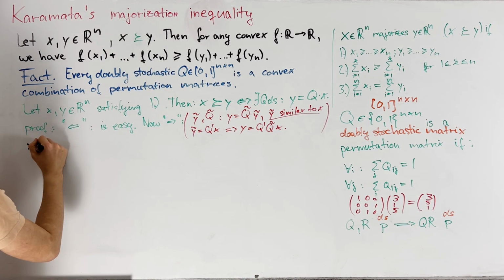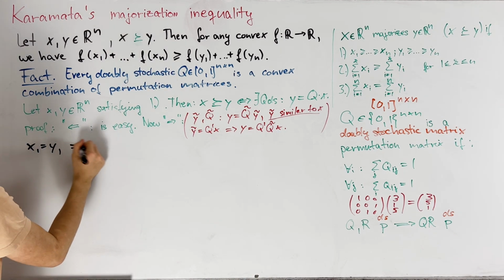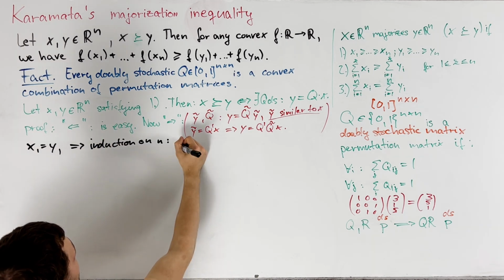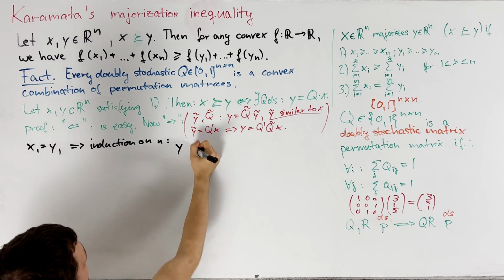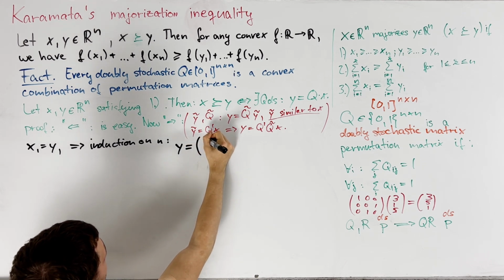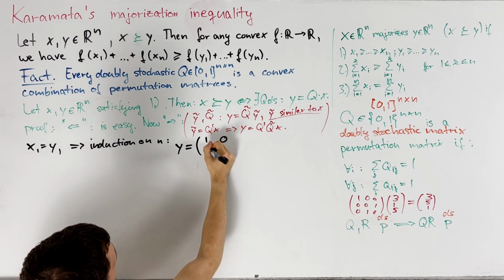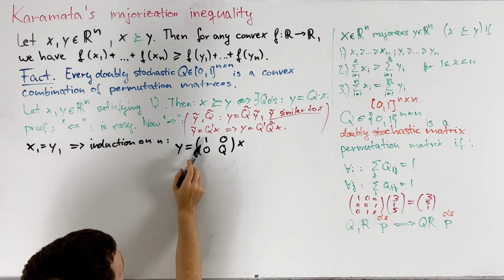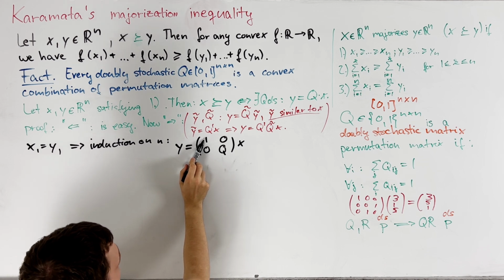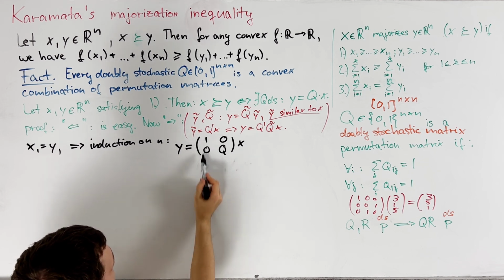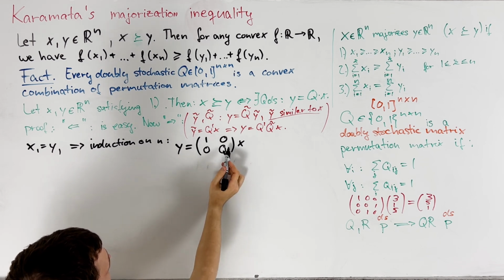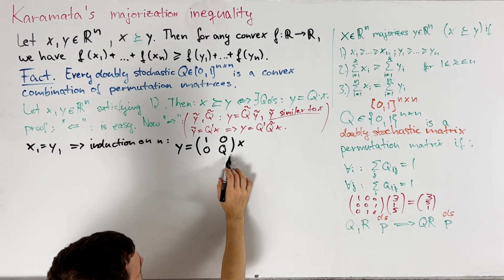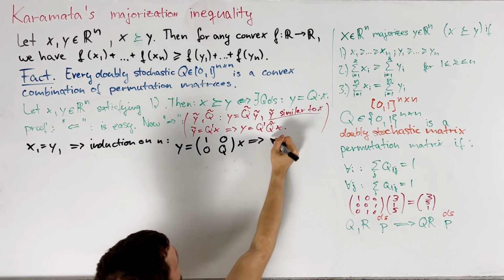First of all, if X1 is equal to Y1, then we are fine by induction on n. In this case, we can find a doubly stochastic n-1 times n-1 matrix Q such that Y is equal to 1, 0, 0, Q times X, where this matrix has a 1 in the entry 1, 1, and otherwise the first column and first row are zeros, and then we have an n-1 times n-1 Q block here. Since Q was doubly stochastic, the same is true for this new matrix, and therefore we are good in this case.